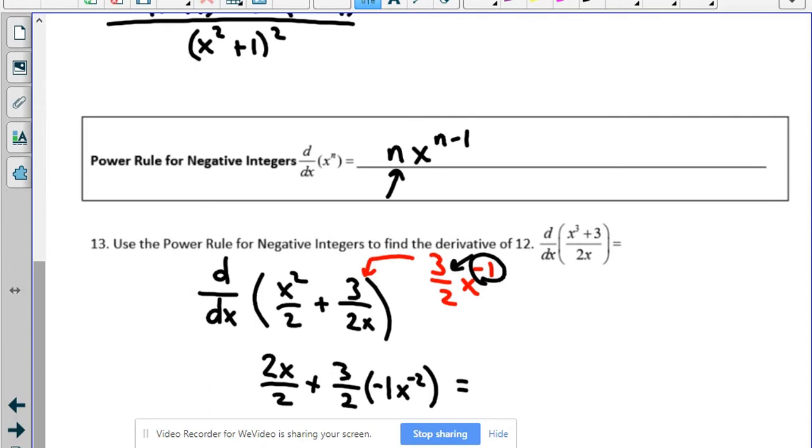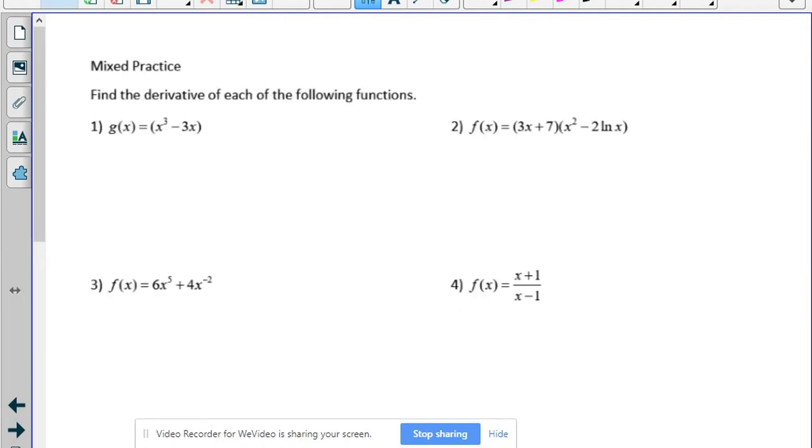So let's simplify this. 2x over 2 just becomes x. And then if I simplify this, it becomes minus 3 over 2x squared. As remember, x to the -2 I can rewrite with an x in the denominator. And then the rest is practice for you. I'll put answers up very shortly. Press pause if you need to, and then I will put the answers up.